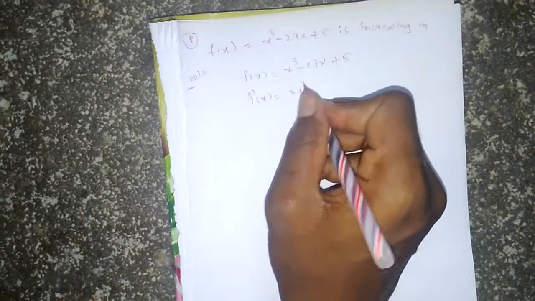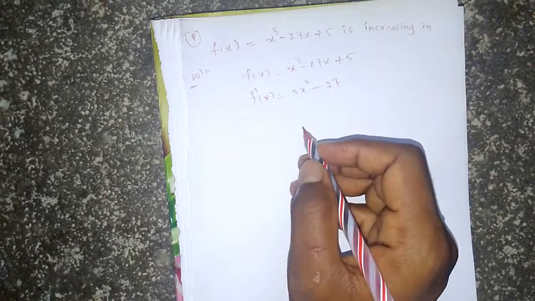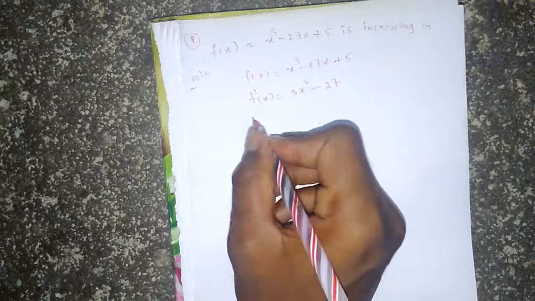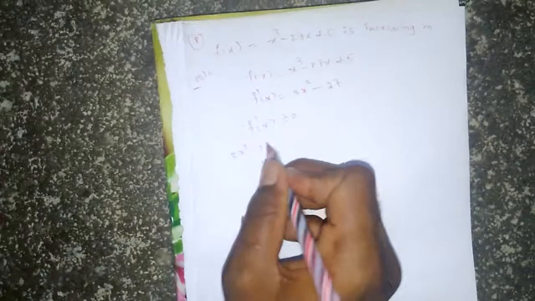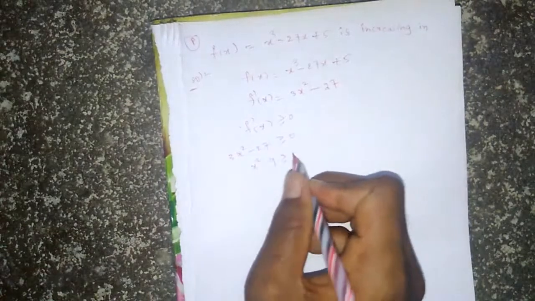Derivative of x cube is 3x square. Derivative of 27x is 27. Here we need f of x is increasing interval, that is f dash of x greater than or is equal to 0, that is 3x square minus 27 greater than or is equal to 0. Take 3 common, x square minus 9 greater than or is equal to 0.